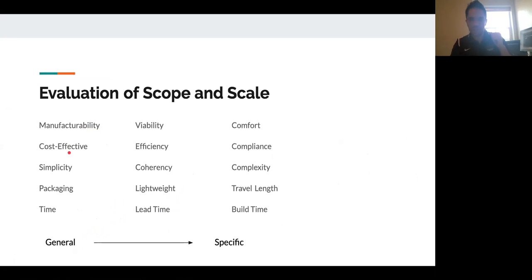We have cost effective. We have simplicity, packaging, and time. And these are like your design requirements, right, that we said were in the columns of your QFD matrices? Or these could be the customer needs that are in the rows of your design requirements matrix. And so from left to right, we go from general to specific. And the general is where we are at what the customer wants, right?